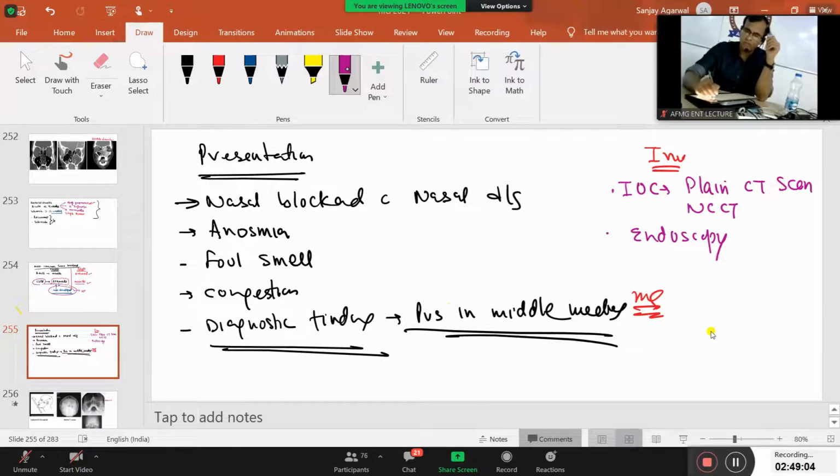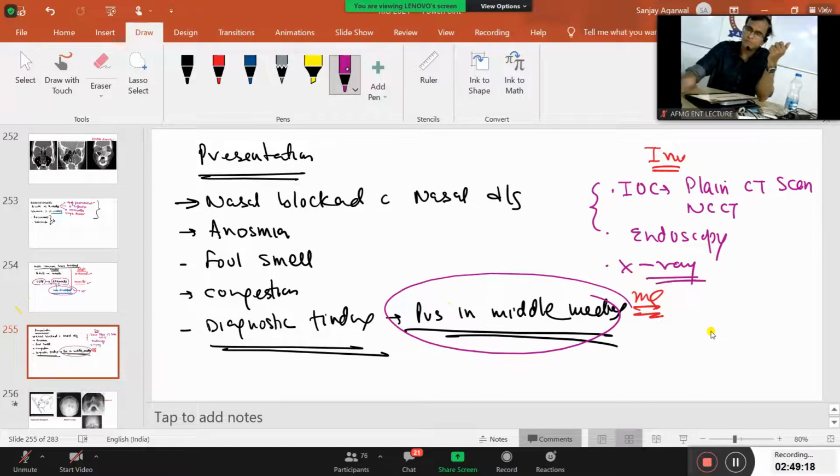If both are not possible for some reason, either because you are posted in a very remote center, जहाँ पे ये है नहीं, or the patient cannot afford CT scan or endoscopy, you can go for X-ray. The last option. Right. But interestingly, the question they ask you in the exam is about X-ray. And this is one of the most important topics from the nose. X-ray is the post-ray, बहुत common here.